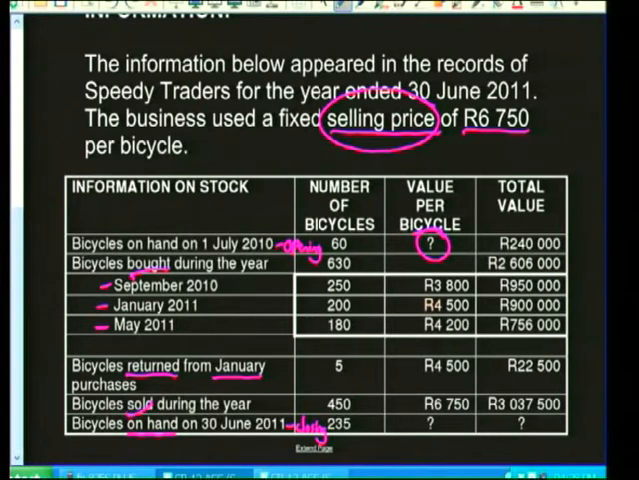If you can see the bicycles on hand on the 1st of July 2010, we have 60 bicycles, and we want to calculate the value per bicycle. In other words, how much is one bicycle worth? Well, that should be quite an easy calculation, because can you see that they have given us the total value in the third column here? They've told us that the total value of the bicycles is 240,000 Rand. So if we know that 60 bicycles are worth 240,000 Rand, I'm sure you already see how to calculate the answer. We've got 60 bicycles worth 240,000 Rand, so what's one bicycle worth?